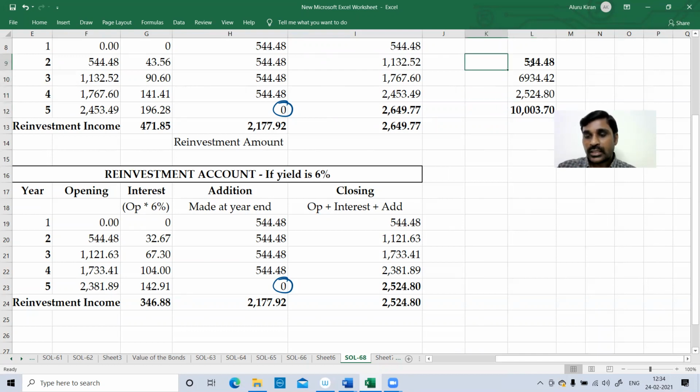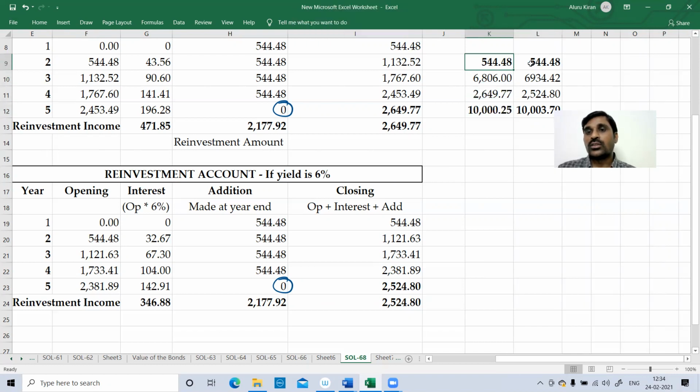Okay, this year same 544.48. This is 6,806. This is how much? 2,649.77. Total 10,000. Do you understand this? Irrespective of the scenario.